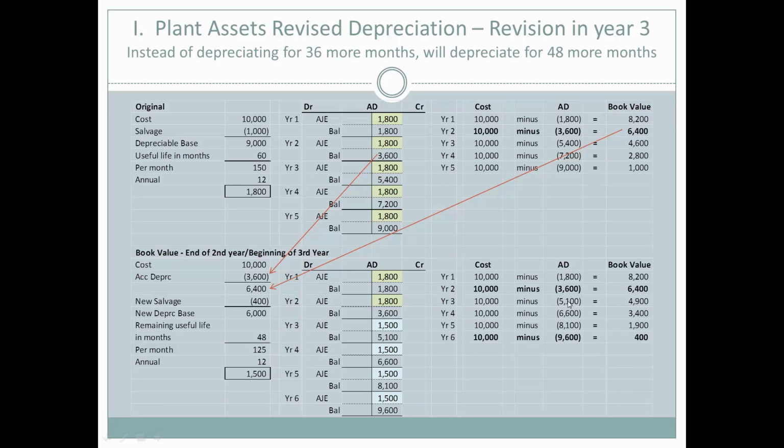This is the cost. This is the old depreciation calculation. This is the new depreciation calculation. And we can see by taking cost minus the accumulated depreciation, we will wind up with our salvage value. And we know that we've done this correctly.